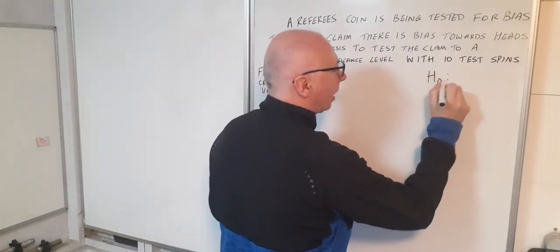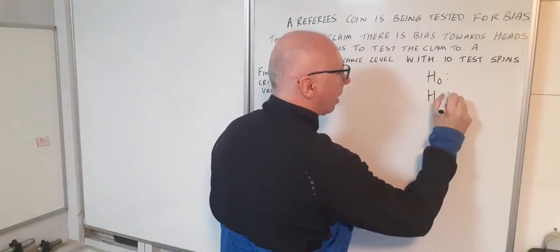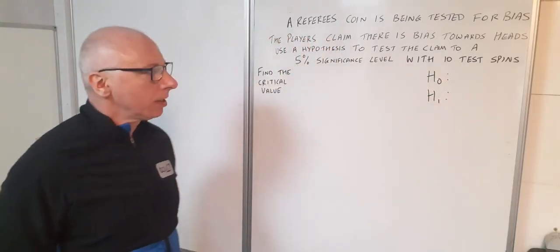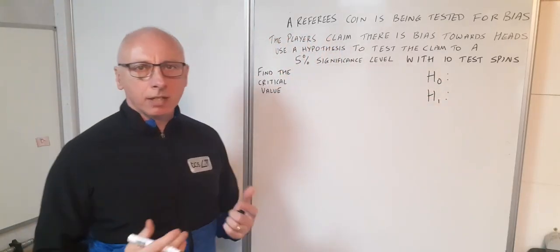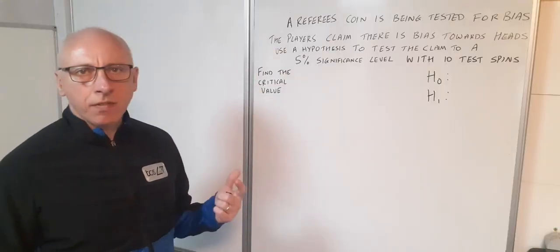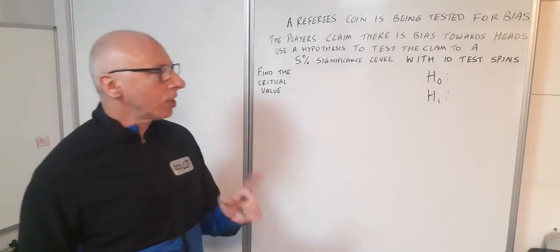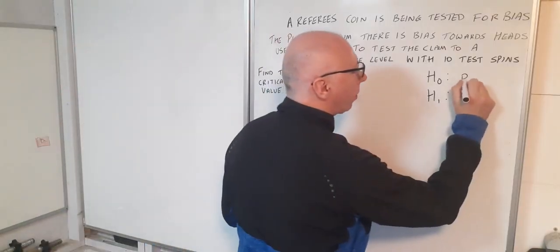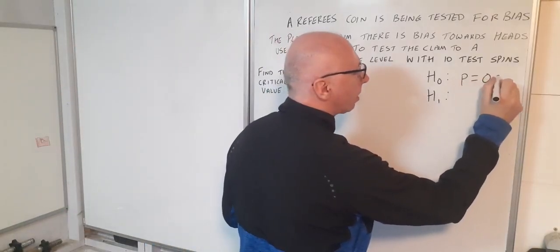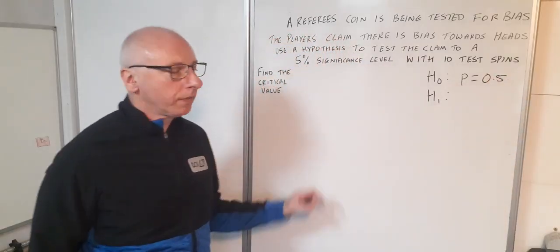So with that, you need a null hypothesis and an alternative hypothesis. Now, to test a coin, the standard of a coin is 1 heads or 1 tails, a 50% chance of either. So therefore, the standard null hypothesis for this would be p = 0.5.